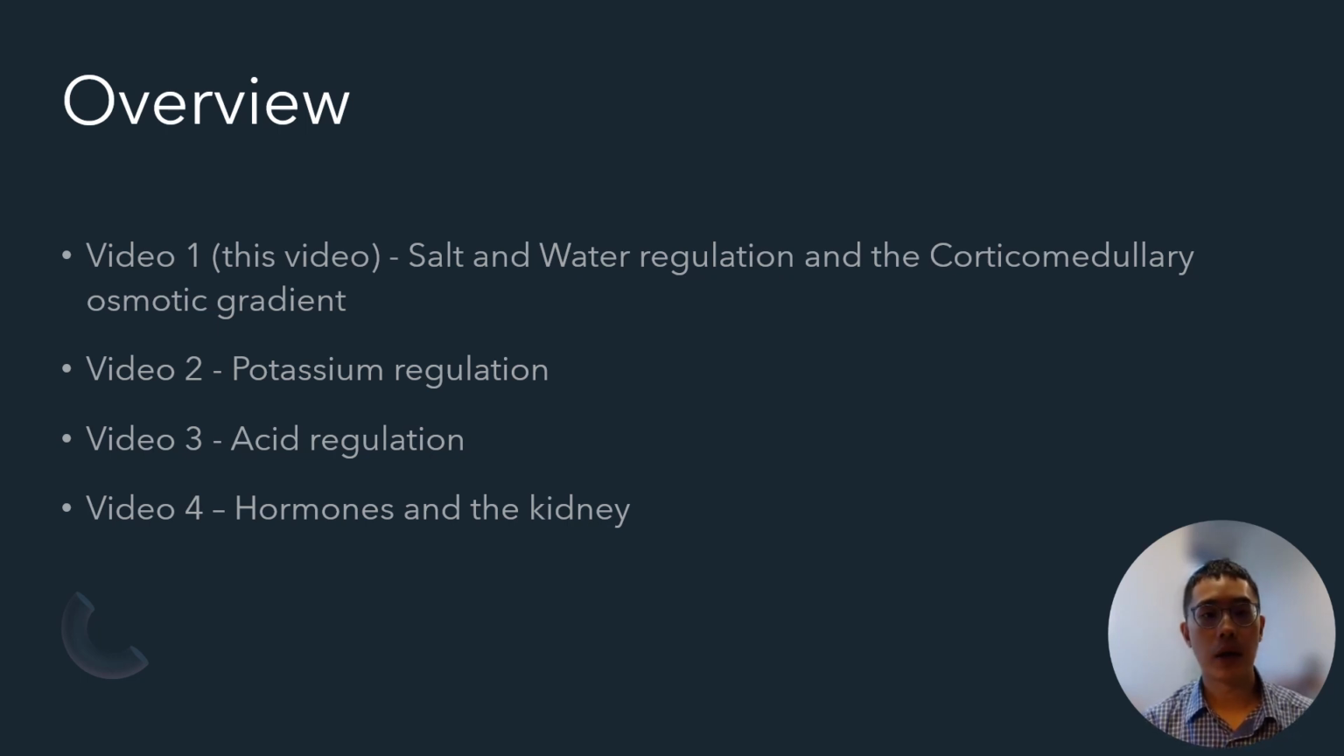This will be followed by a couple of videos on how our kidneys handle potassium and acids that are generated as metabolic byproducts. Finally, we will wrap up with a video on some of the hormones that our kidney produces and others that affect the renal perfusion along with blood pressure and volume regulation.